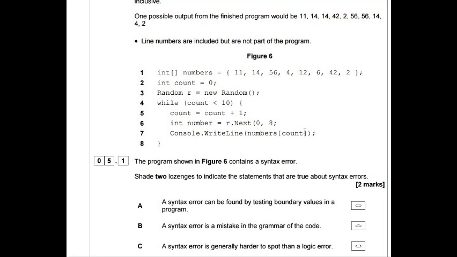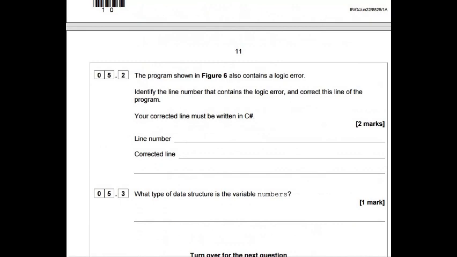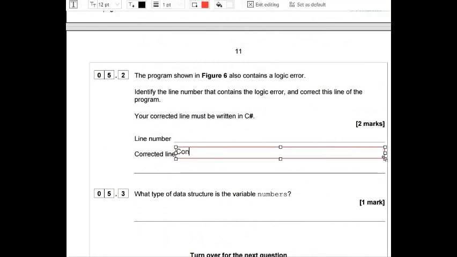Why? Because you've got numbers count, you're just counting how many numbers there are. So what there should be in here is Console.WriteLine(numbers[number]). And that's it. Literally it there.